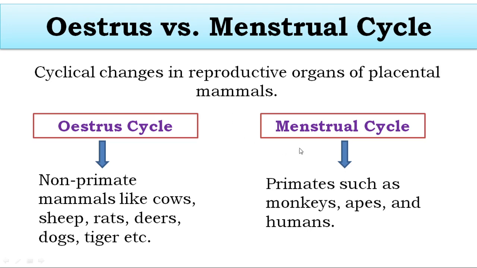And a menstrual cycle in primates. Female primates show the menstrual cycle. Monkeys, apes, orangutans and human beings are all primates. Humans are actually primates, right? So in female primates, we observe something called the menstrual cycle. The estrus cycle is observed in non-primate mammals, whereas the menstrual cycle is observed in female primates. So this is very important. You can be asked questions like differentiate between the estrus cycle and the menstrual cycle.